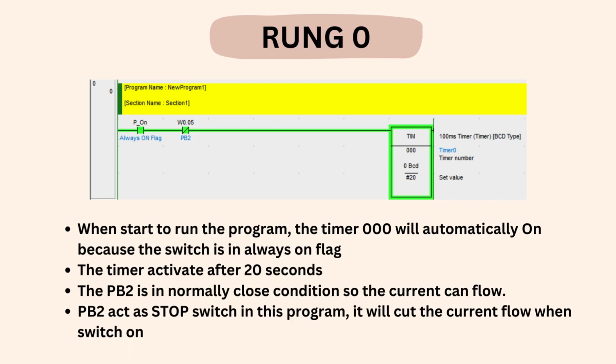I start the explanation from rung 0. When we start to run the program, timer 000 will automatically turn on because the switch is in the always on flag condition. The timer activates after 20 seconds. PB2 is in normally closed condition so the current can flow. PB2 acts as a stop switch in this program. It will cut the current flow when switched on.